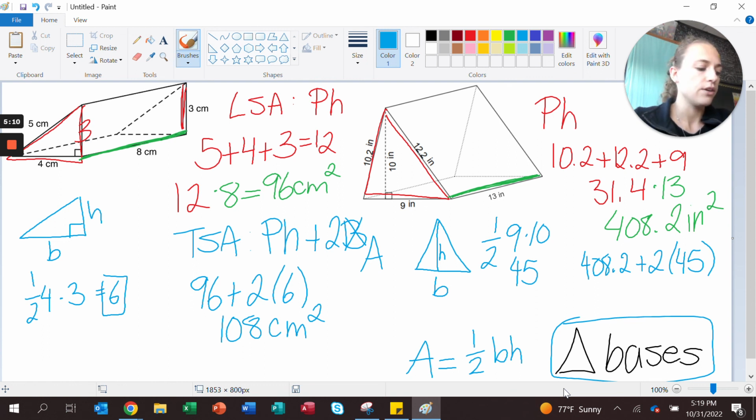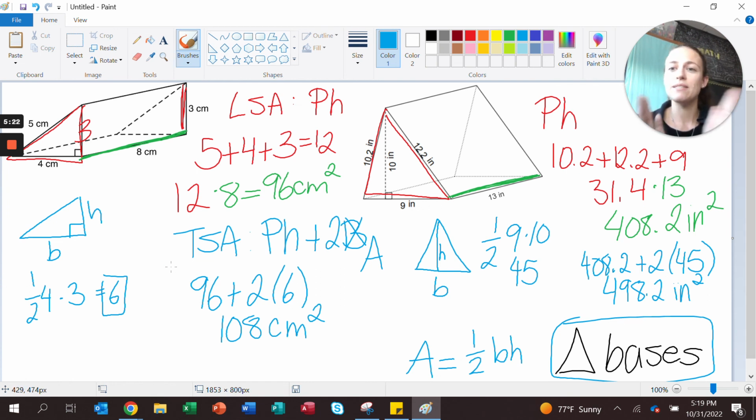So over here, your answer would end up being 498.2 inches squared. So that is how you figure out total and lateral surface area of triangular prisms, regardless of how you are shown those 2 triangular prisms.